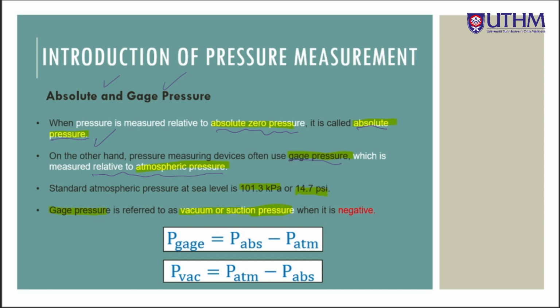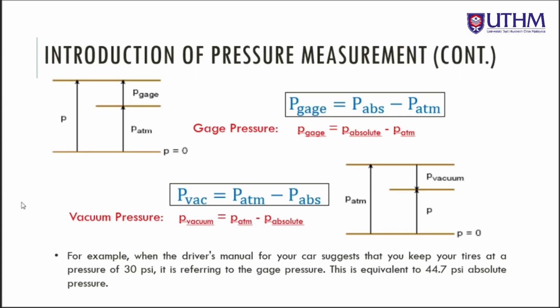So in the end, this is the relationship that we can create, in which the gauge pressure is equal to the absolute pressure minus the atmospheric pressure, and the vacuum pressure is equal to the atmospheric pressure minus the absolute pressure. I know that at this stage you might still be confused about how these two equations are developed, right? So it's okay, we continue with the diagram.